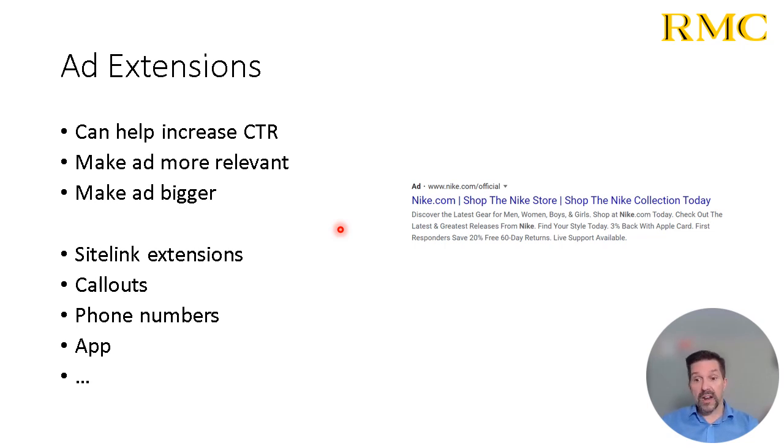So the bigger the ad and the more relevant the information it has, the more likely people are to click on it. Google claims, and I'm sure they have some good data to back it up, that if you add ad extensions, your ads are on average up to 15% more likely to be clicked on, which you should actually take the time to do, especially if it's information that you already have.